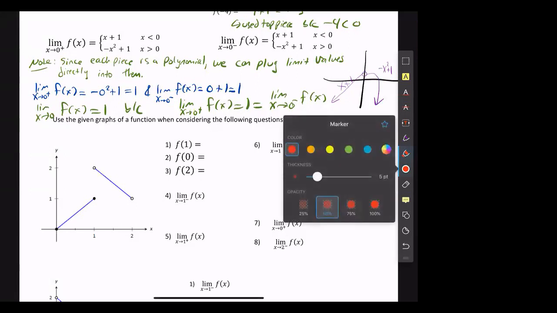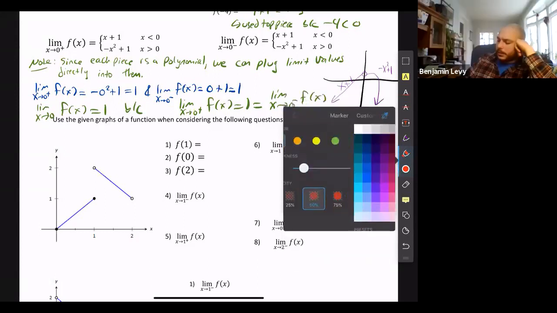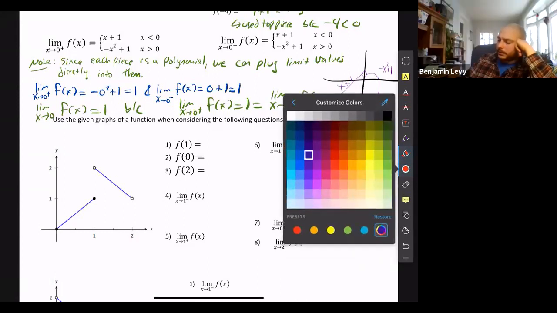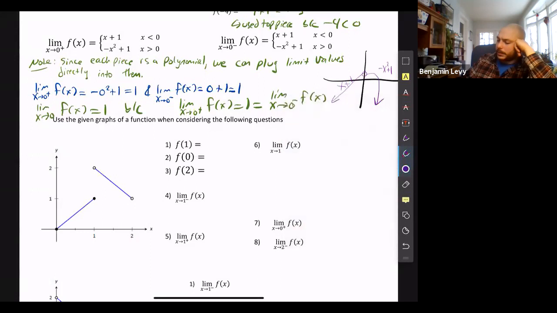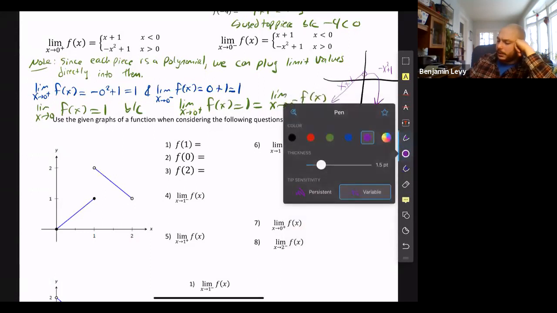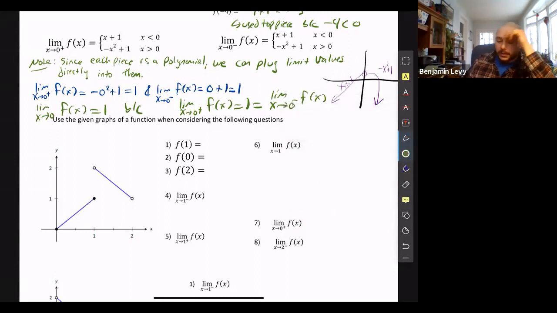So on the first one, oh, my colors just changed. Give me those other colors back. Oh, that's because it's a different thing. Sorry, I get confused. Got distracted there.